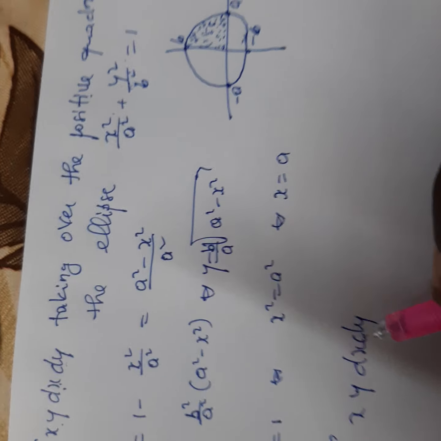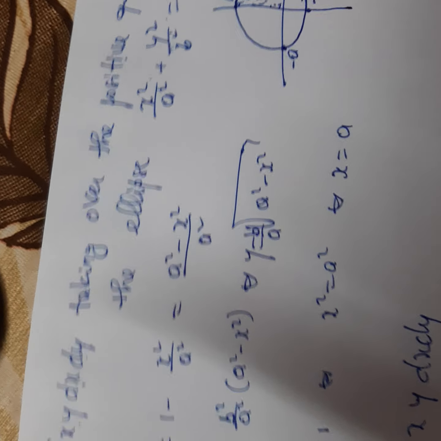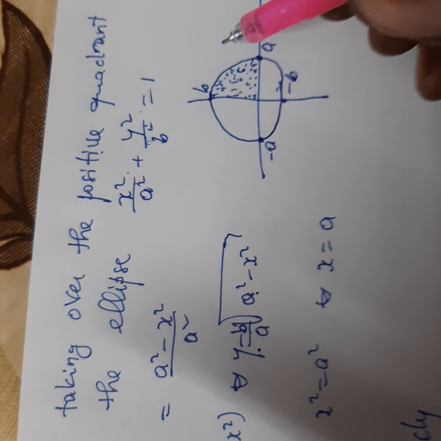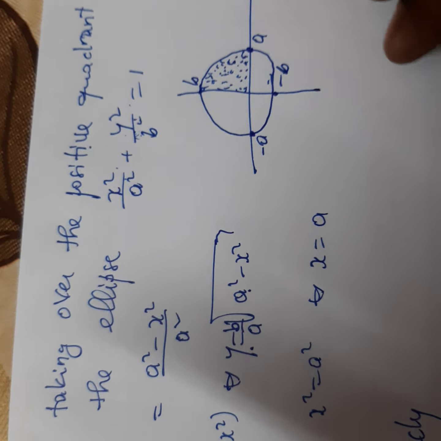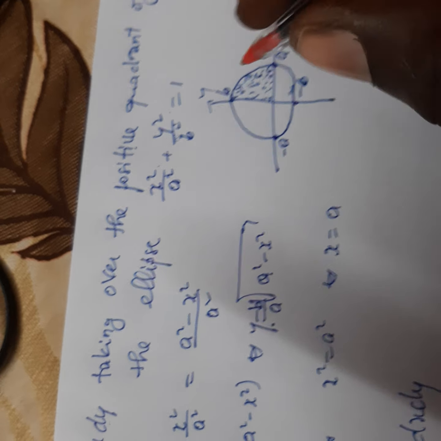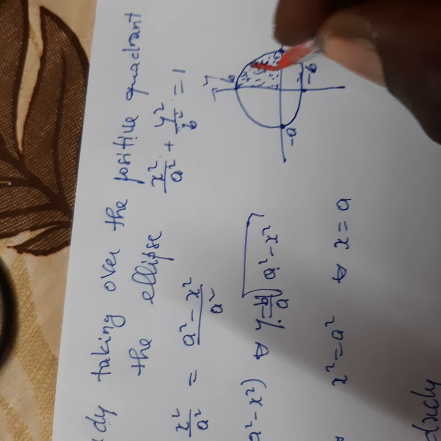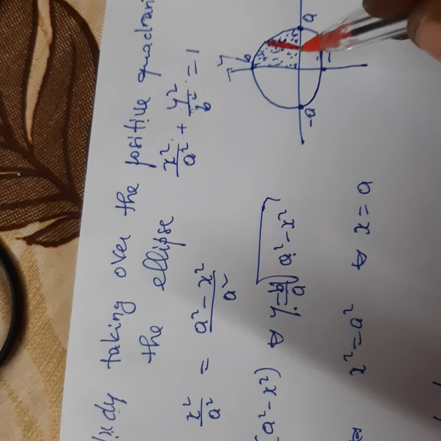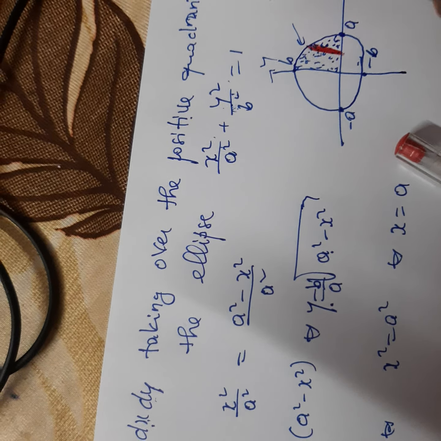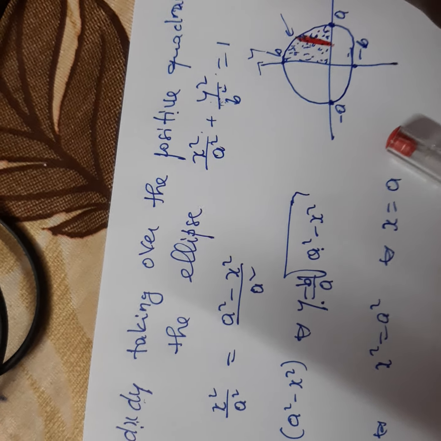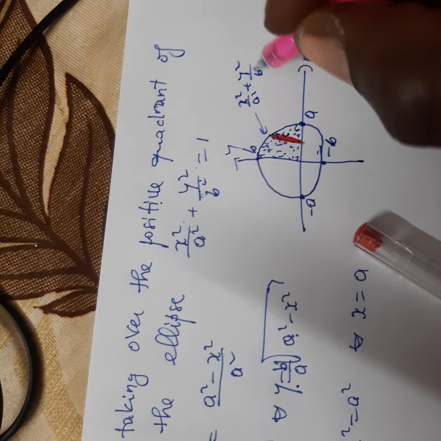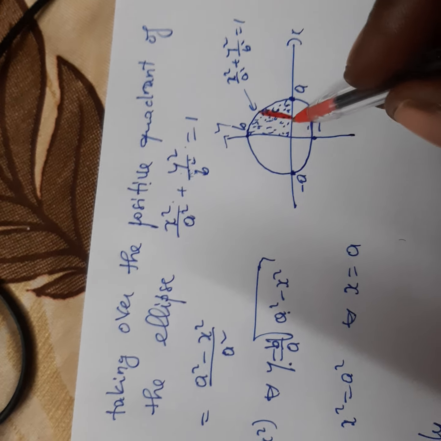Therefore, the integral of xy dx dy. What are the limits of y? As we have seen here, y depends on x. That means I have to take a small element with respect to the x-axis. This is the x-axis, this is the y-axis. So the small element, let me do it with red pen. It will be something like that. This is the lower limit and this is the upper limit. The lower limit here is 0, but this one is the function, x square by a square plus y square by b square equal to 1.